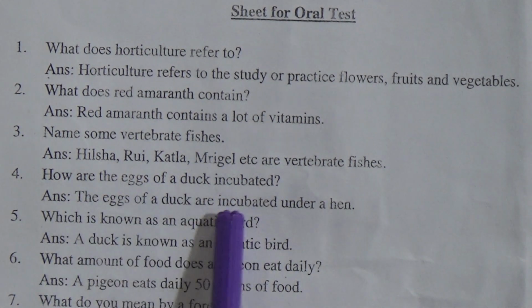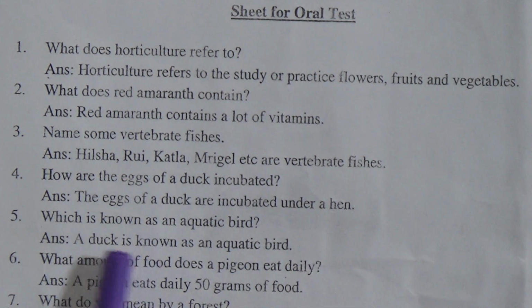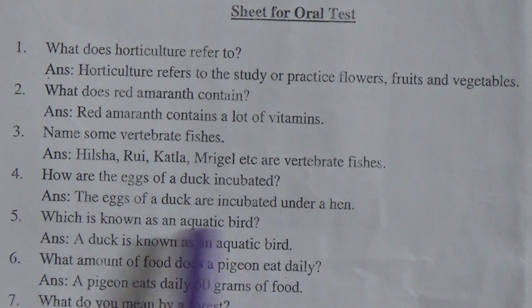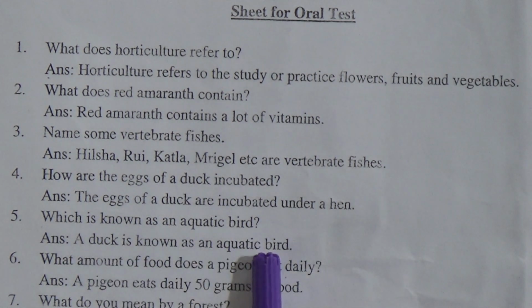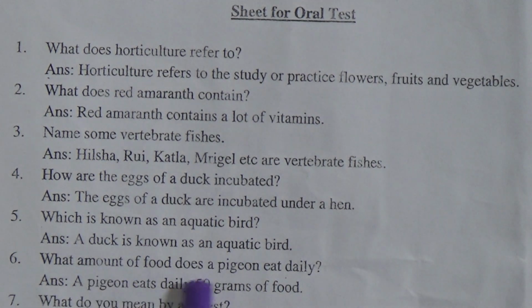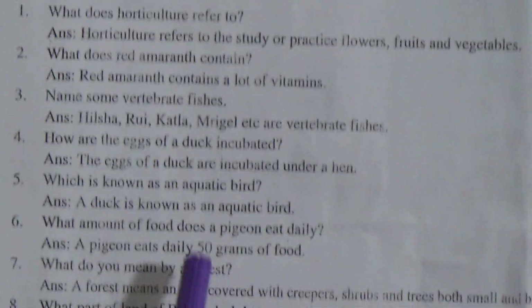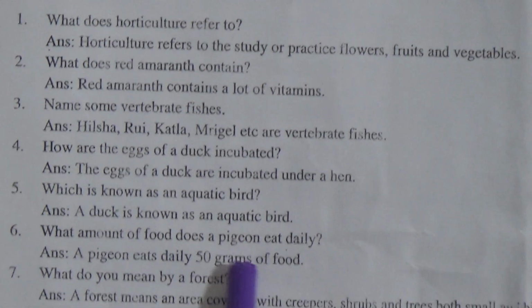How are the eggs of a duck incubated? The eggs of a duck are incubated under a hen. A duck is known as an aquatic bird. What amount of food does a pigeon eat daily? It eats 50 grams daily.